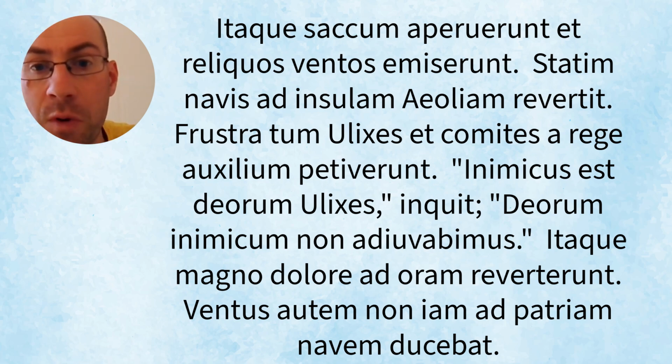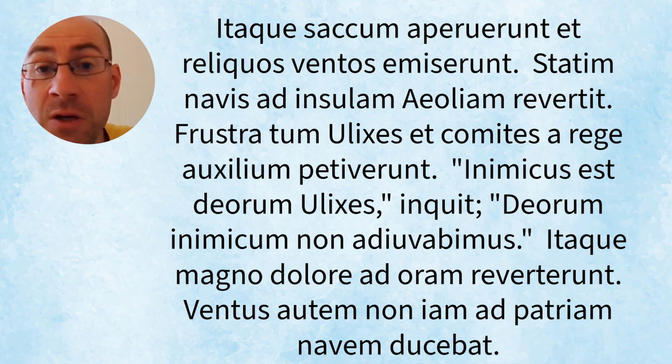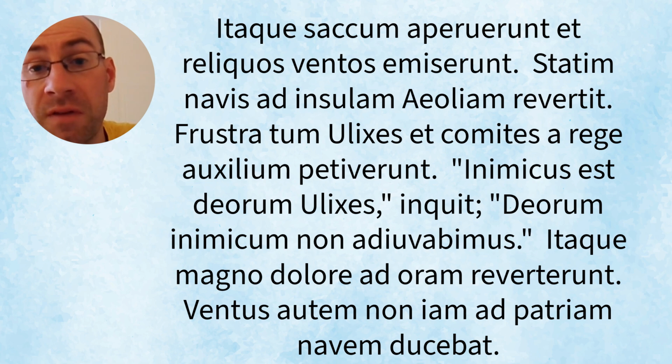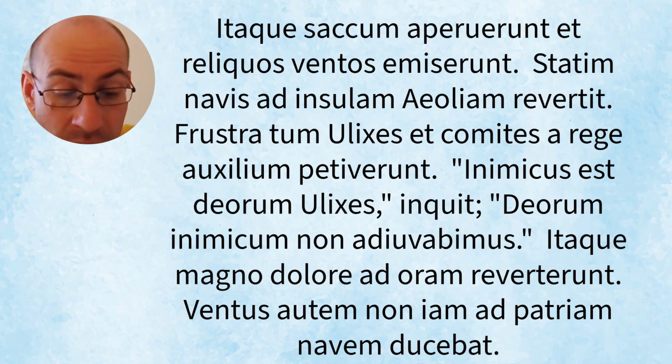This is what he says, inquit. Quote, inimicus est deorum Ulysses. Inimicus, an enemy, of the gods, deorum, genitive, is Ulysses. Ulysses is an enemy of the gods. Quote continues, deorum inimicum non adiuvabimus. The verb is adiuvare, to help, and this is the future in the we form, adiuvabimus. Non adiuvabimus, we shall not help. Inimicum, accusative, an enemy, deorum, genitive plural, of the gods. We shall not help an enemy of the gods.